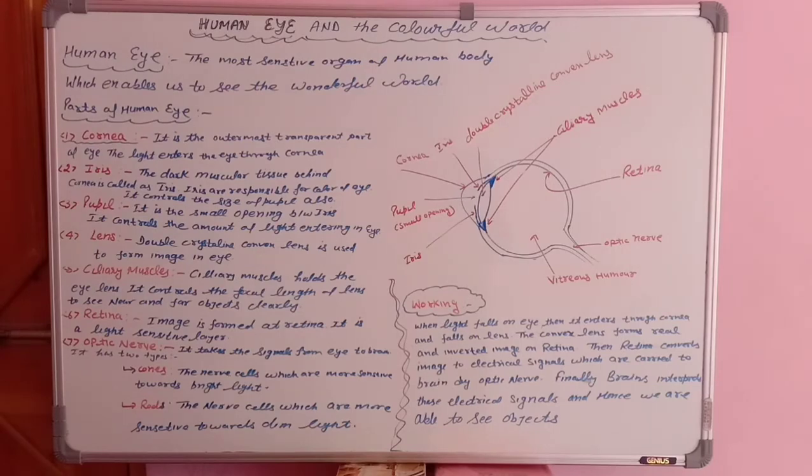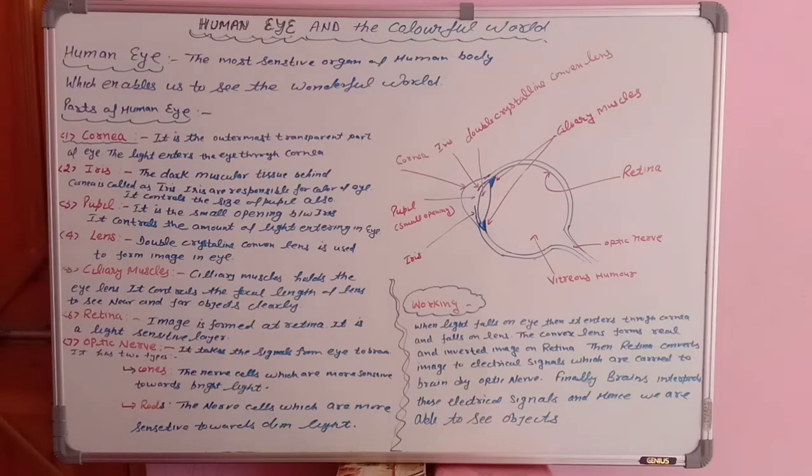Now let us revise once again the different parts of the human eye. First is the cornea. It is the outermost and transparent part, and light enters into the eye through the cornea. Iris has two functions. First, it is responsible for the color of the eye, and second, it controls the size of the pupil. Pupil, now what is the pupil? It is a small opening between the iris, and it controls the amount of light entering the eye.